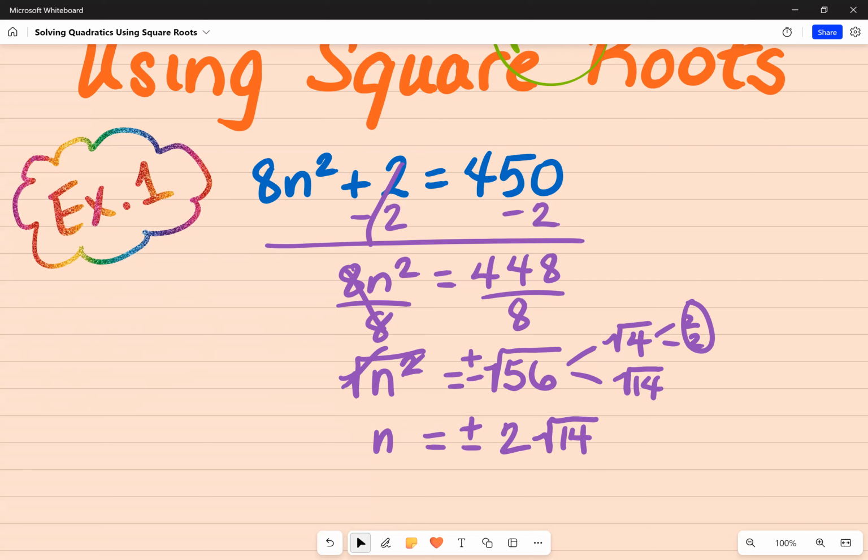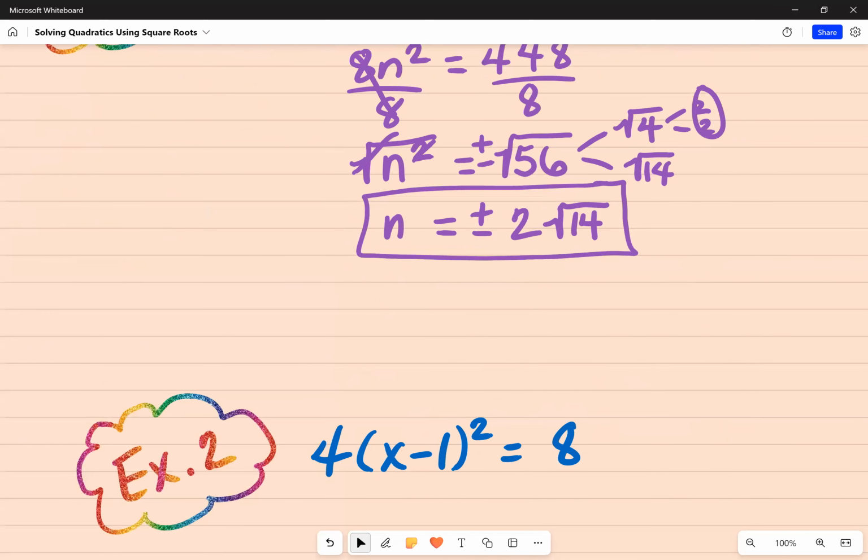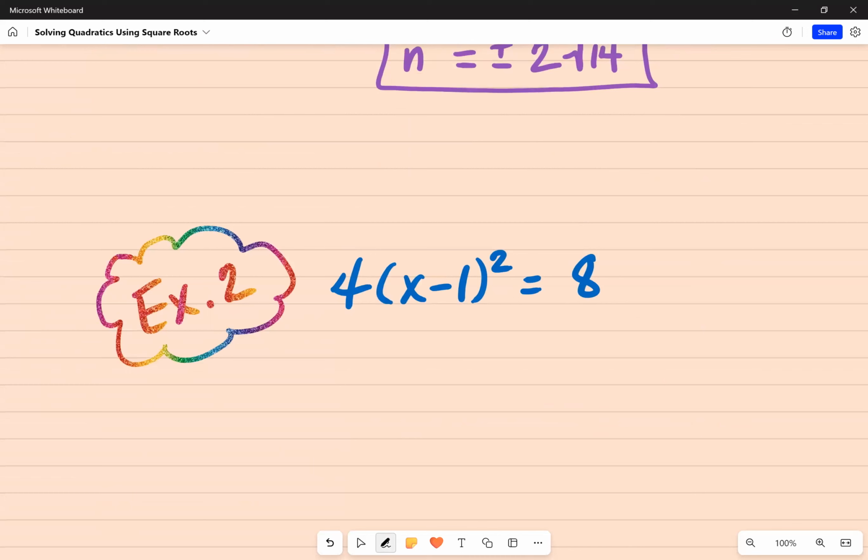So my final answer is plus or minus 2 radical 14, which can be written as 2 radical 14 and negative 2 radical 14. I just put it together. It means the same thing. So n would equal both of those. When you're solving, you want to look at your exponent. That tells you how many answers you're going to have.